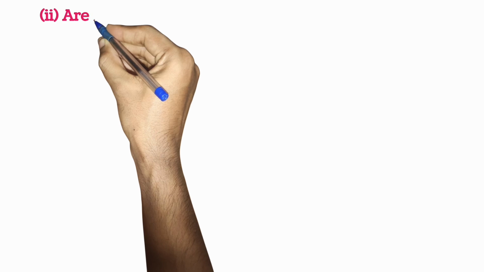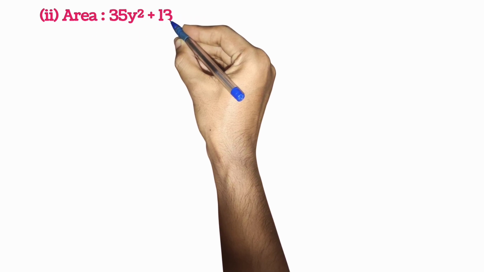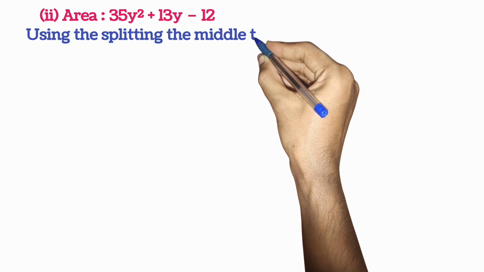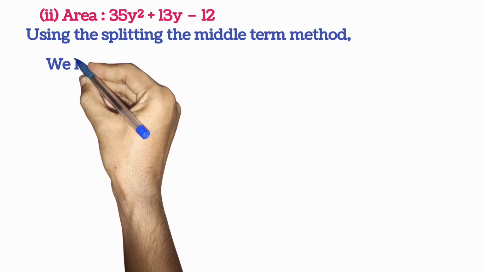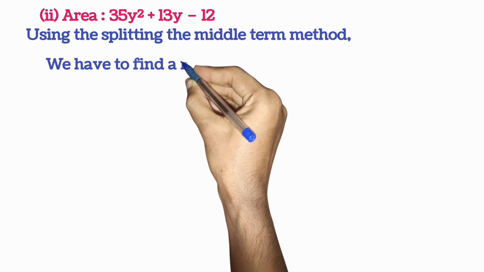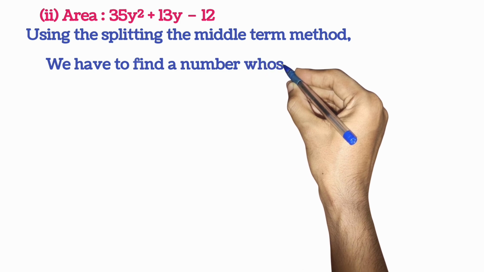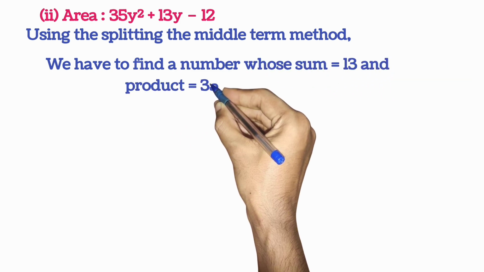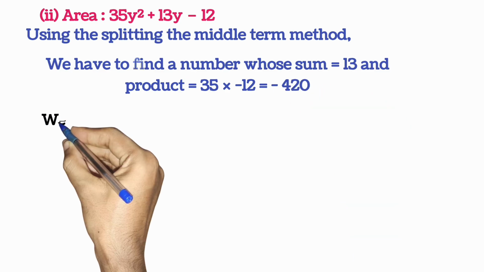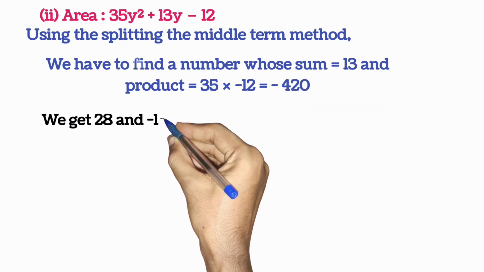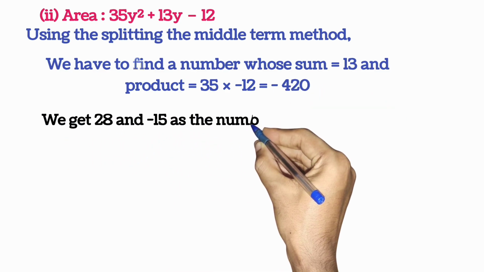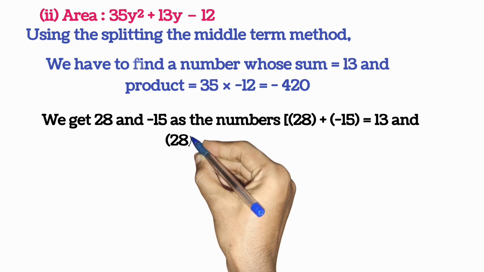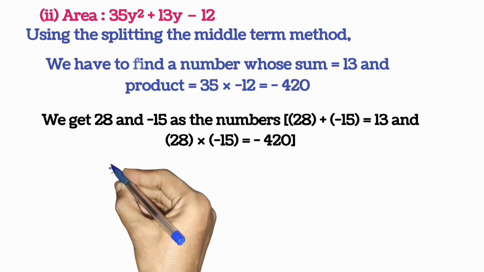Now second given area of rectangle is equal to 35y square plus 13y minus 12. Using the splitting the middle term method, we have to find a number whose sum is equal to 13 and product is equal to 35 into minus 12 equals minus 420. We get 28 and minus 15 as the numbers. Add 28 plus minus 15, we get 13, and 28 into minus 15 equals minus 420.